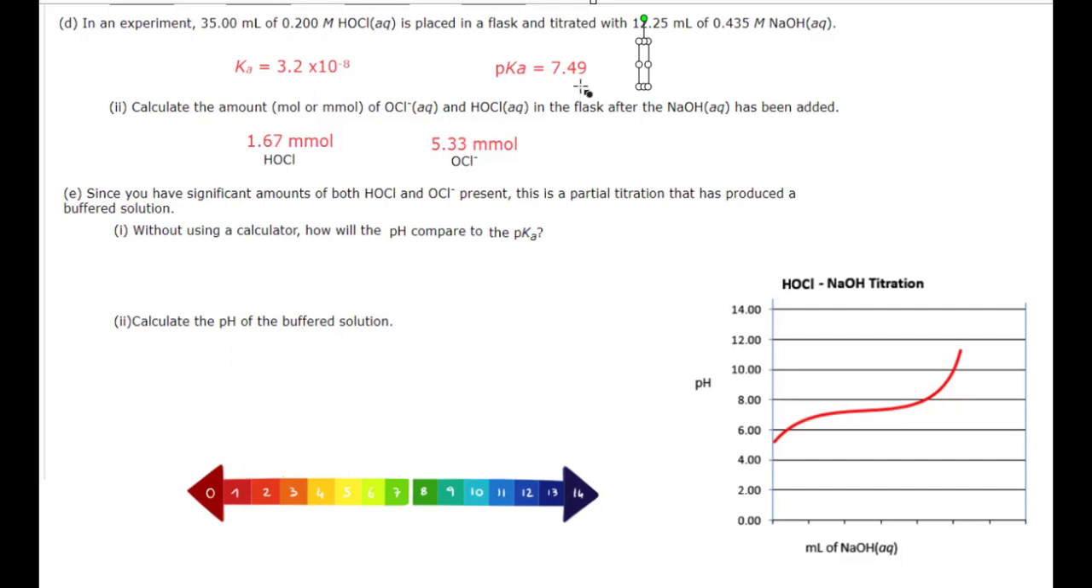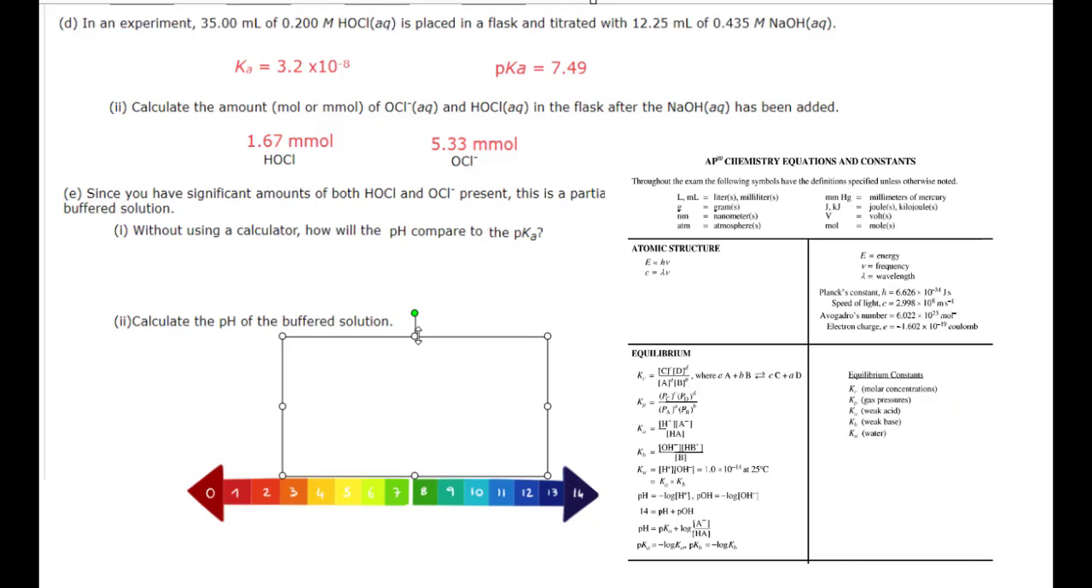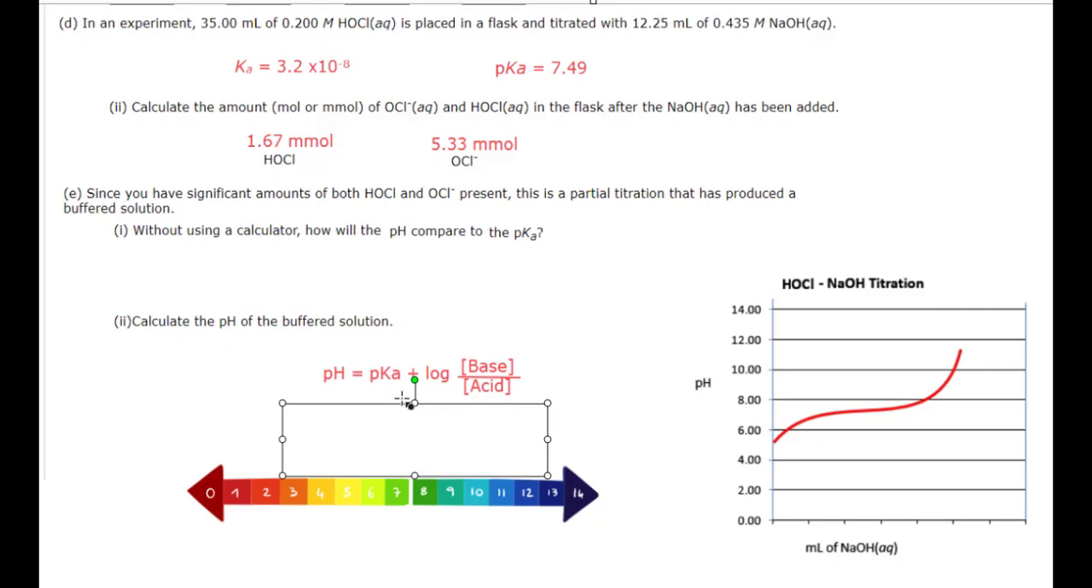In effect, 10 raised to the negative 7.49 produces this very, very small number. Without the calculator, how will the pH compare to the pKa? Well, this is where we've got to know our Henderson-Hasselbalch. You can look it up on the equation sheet, but on a test, you've got to flip forward. Remember, this is something you're going to memorize before the AP exam. And it's not that bad. pH is equal to the pKa. I mean, that's pretty easy.